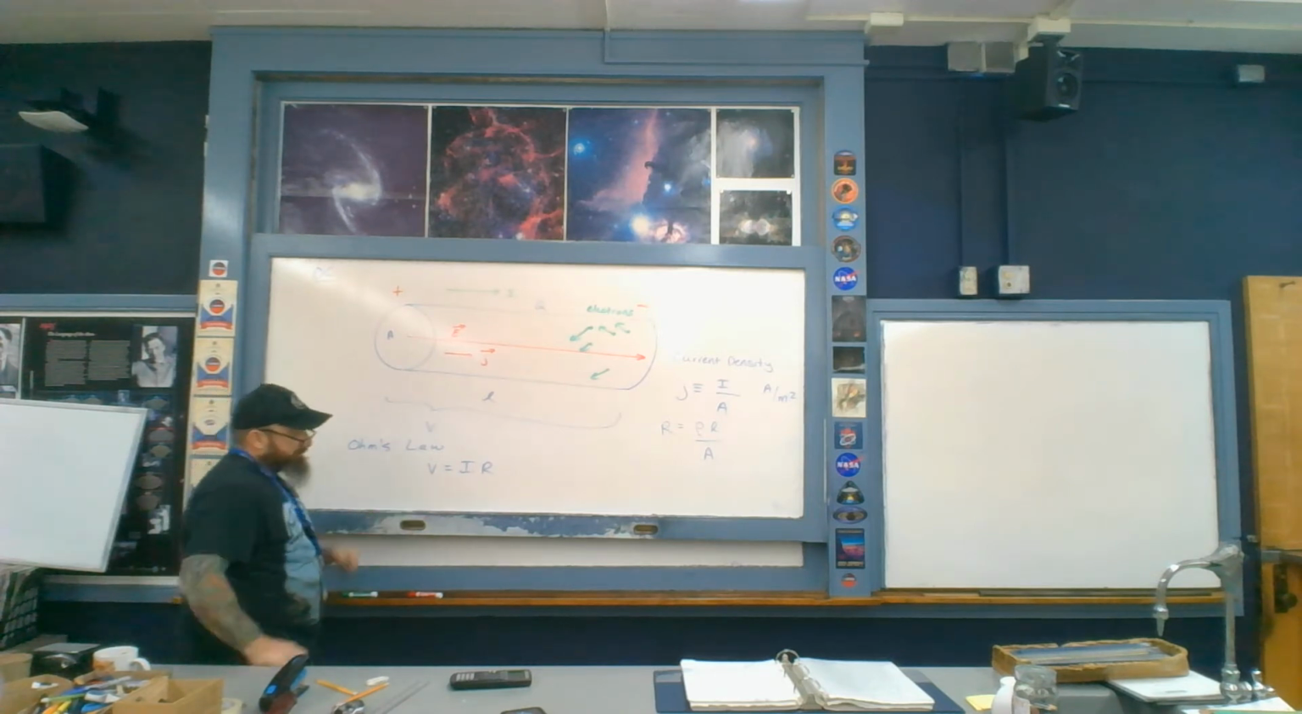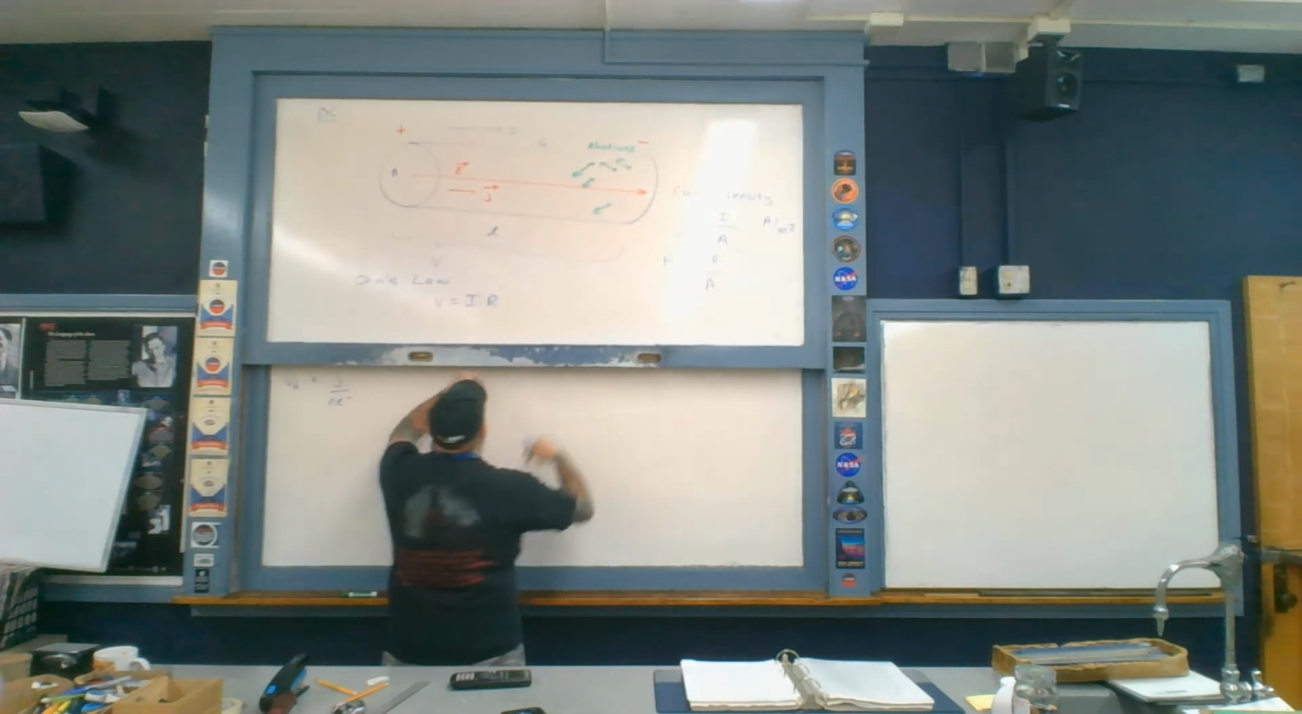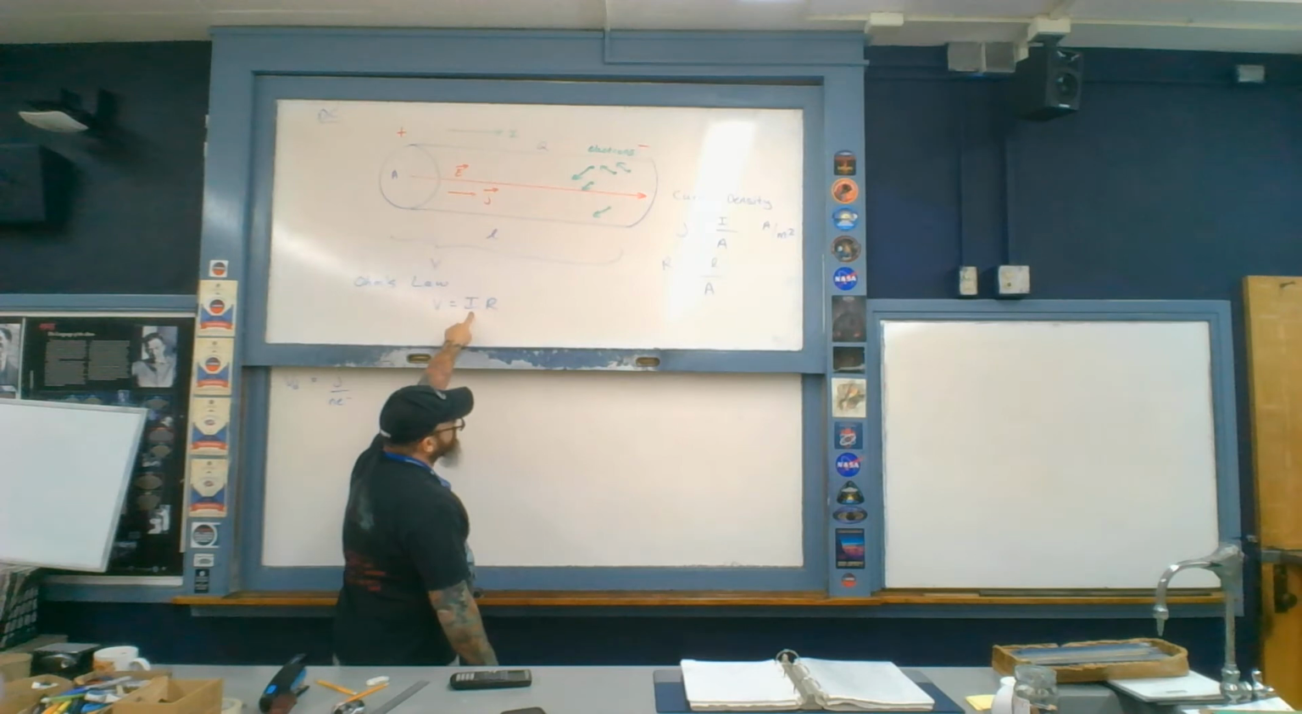So how do we do that? Well, take a look at, first of all, the right-hand side of the expression. Here we have the conventional current I, which is equal to J times A.